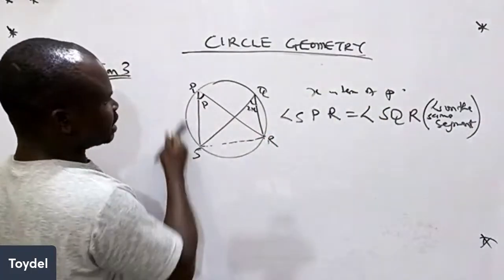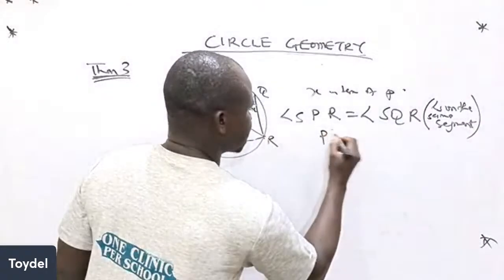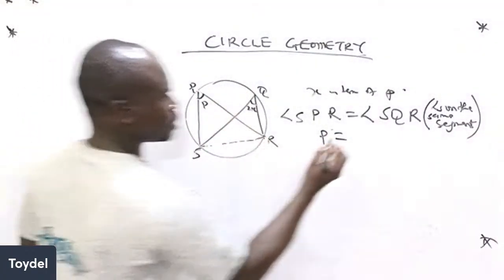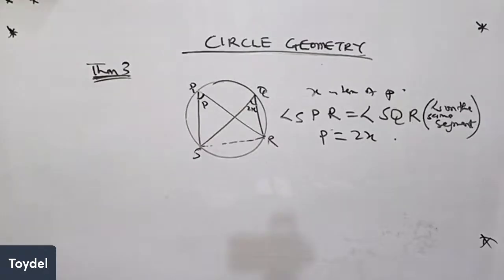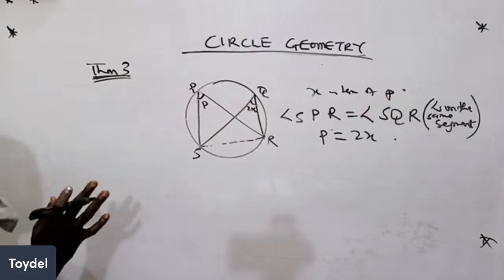Then what is angle SPR? That is P, small letter P. It's equal to angle SQR, that is 2x. So this is the right option that you are going to pick there. So that's what you do. So that is that about the third theorem.